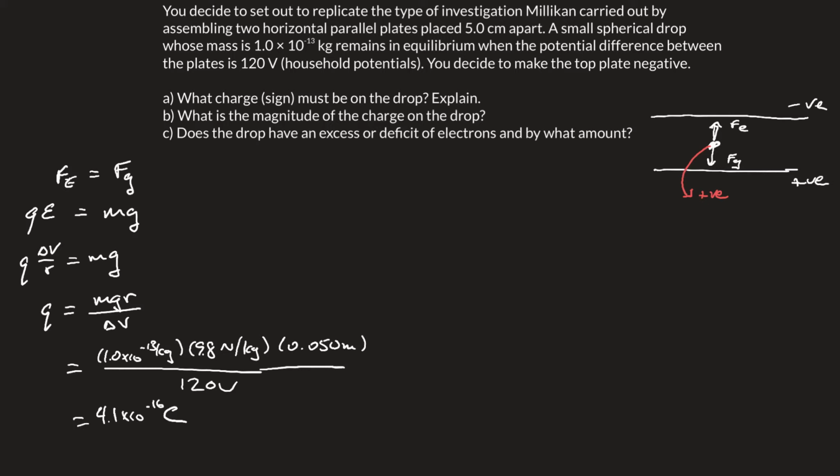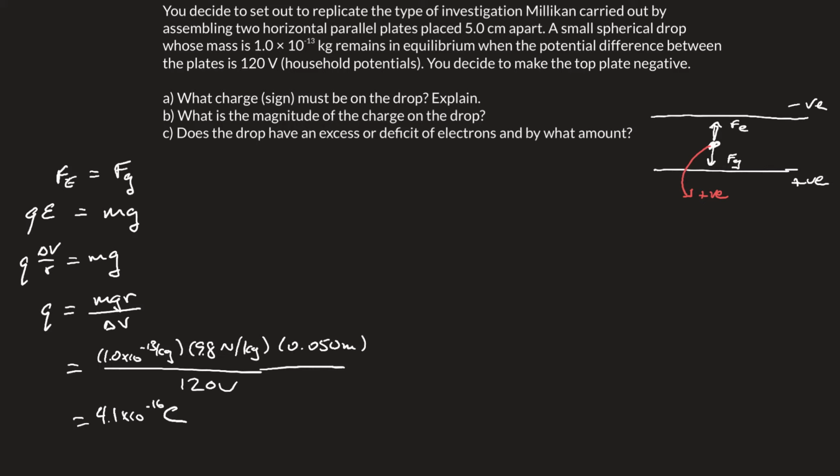Finally, we're asked to determine whether or not the droplet has an excess or a deficit of electrons, and then of course by what amount. So before doing any calculations, we can figure out that it is going to have a deficit of electrons, given that it is positively charged, based on the way we've set up Millikan's experiment here.